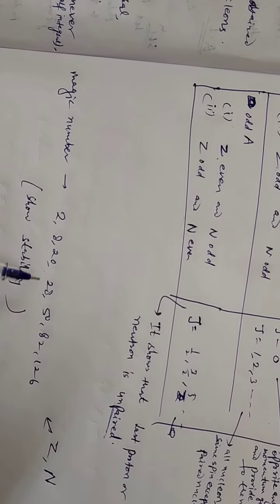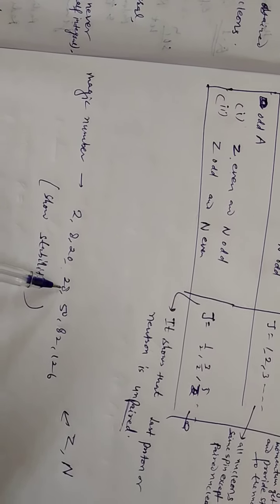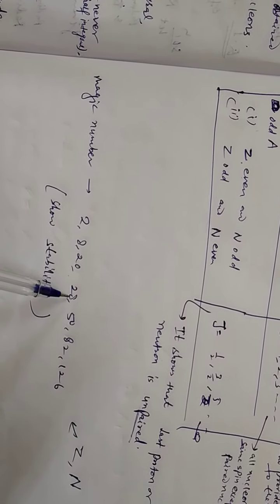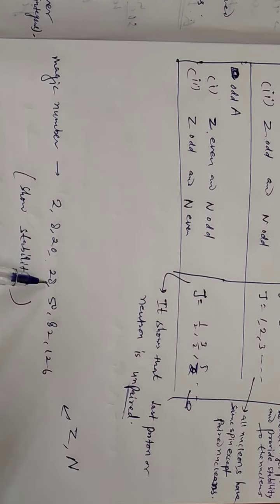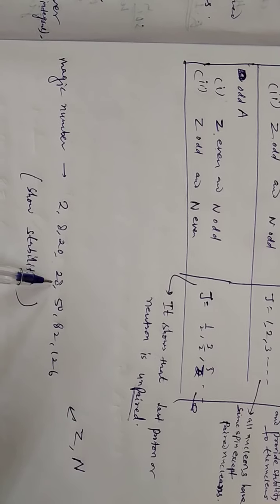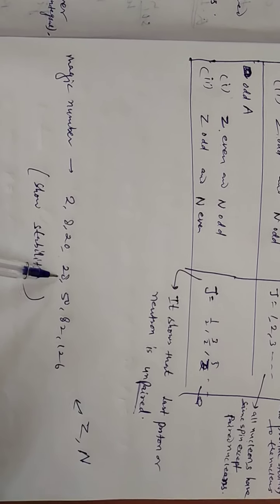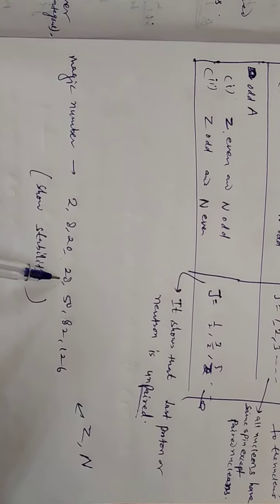I want to say that if a nucleus has 28 as its number of protons or neutrons, then it shows greater stability as compared to its nearby nuclei.